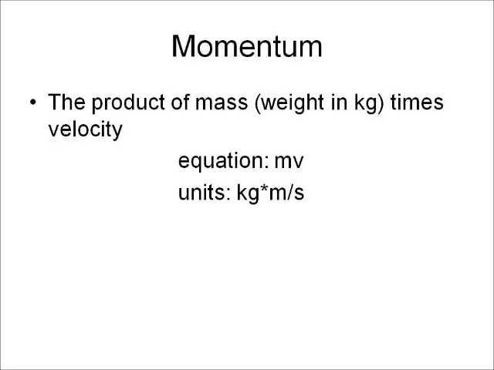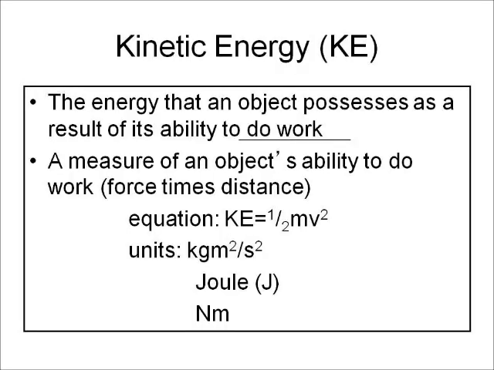Next slide is momentum. Momentum is the product of mass, which is the weight in kilograms, times velocity. So equation is mv. Momentum equals mass times velocity. Units are kilogram meters per second.